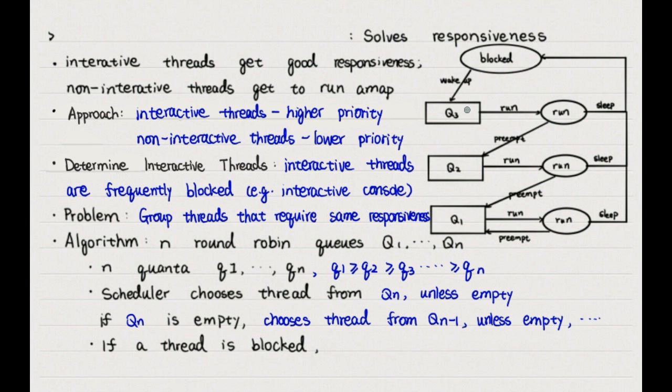All threads are initially put on Q3, and if a running thread from Q3 uses its entire quantum and gets preempted, we demote it to Q2. If a running thread from Q2 uses its entire quantum and gets preempted, we demote it to Q1. If a thread is blocked and put on the wait channel, we put it into Qn again when it wakes up.